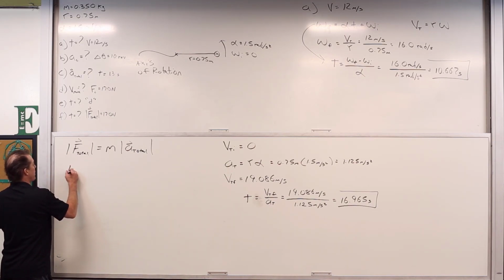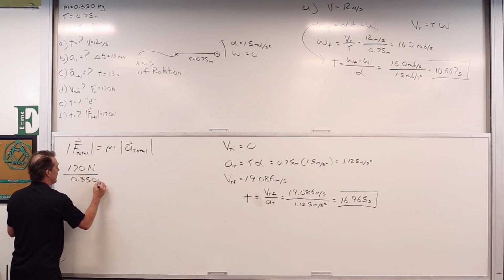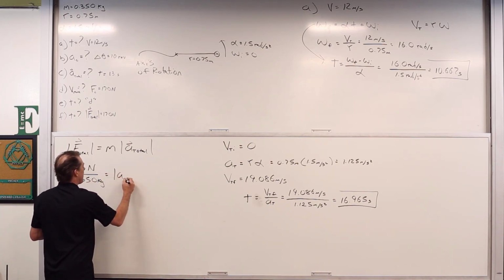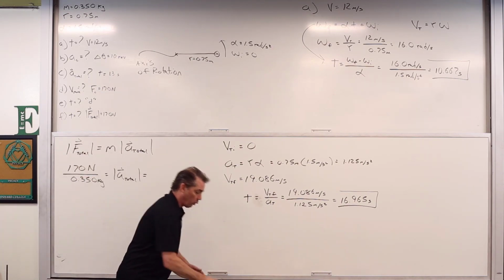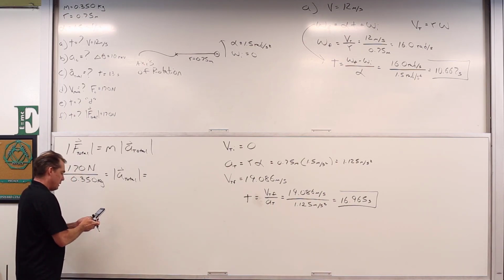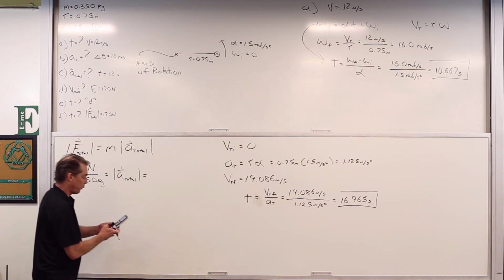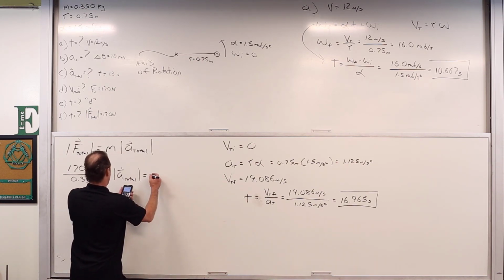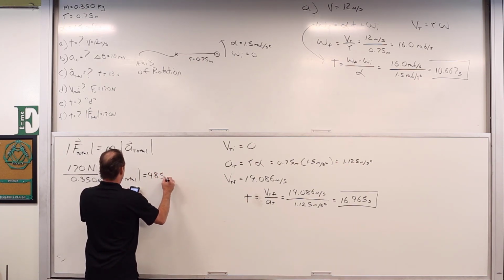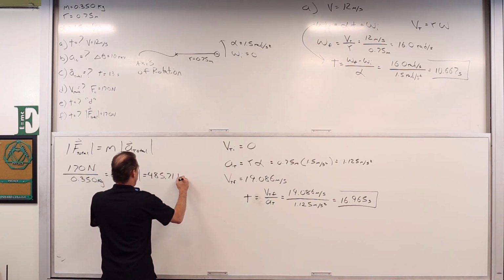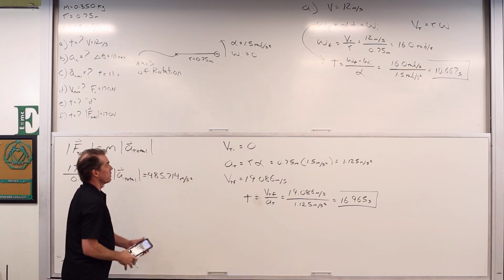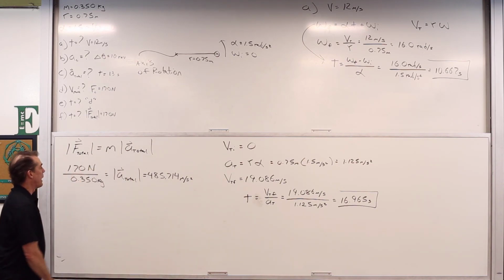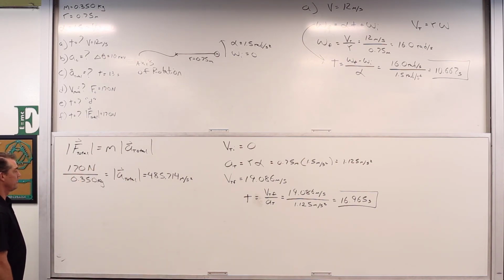So with this, we've got 170 newtons, the magnitude of the total force, divided by 0.350 kilograms, is equal to the magnitude of the total acceleration that correlates once again with the total force being 170. So 170 divided by 0.35 gives us 485.714 meters per second squared.